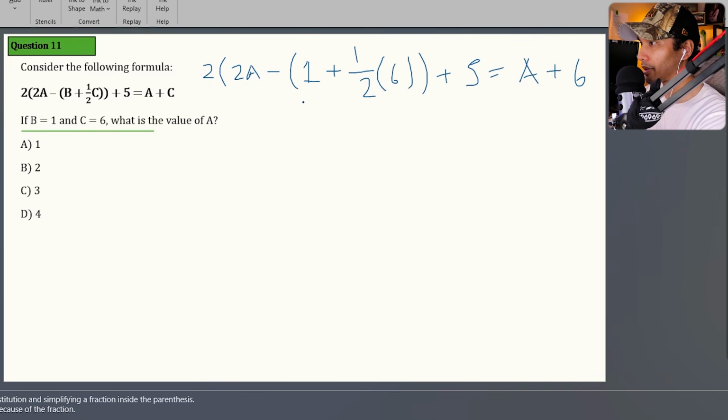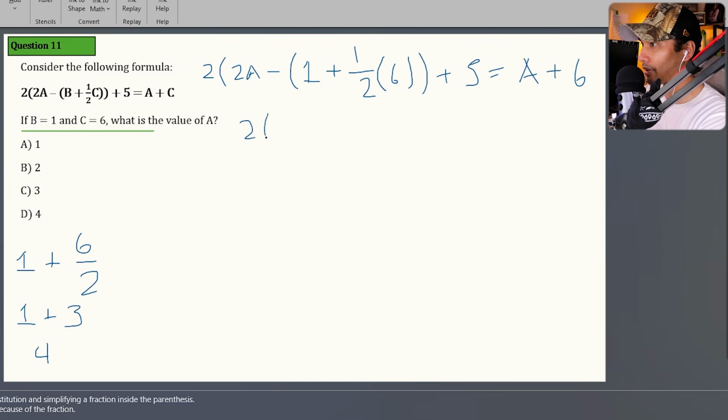And then I'm going to work with whatever's in the parentheses. So on the side here, I'm going to go 1 plus 6 over 2, because 6 over 1 divided by 2 is 3. So 6 over 2, when we simplify, it's 1 plus 3, which equals 4. So this whole thing is 4.